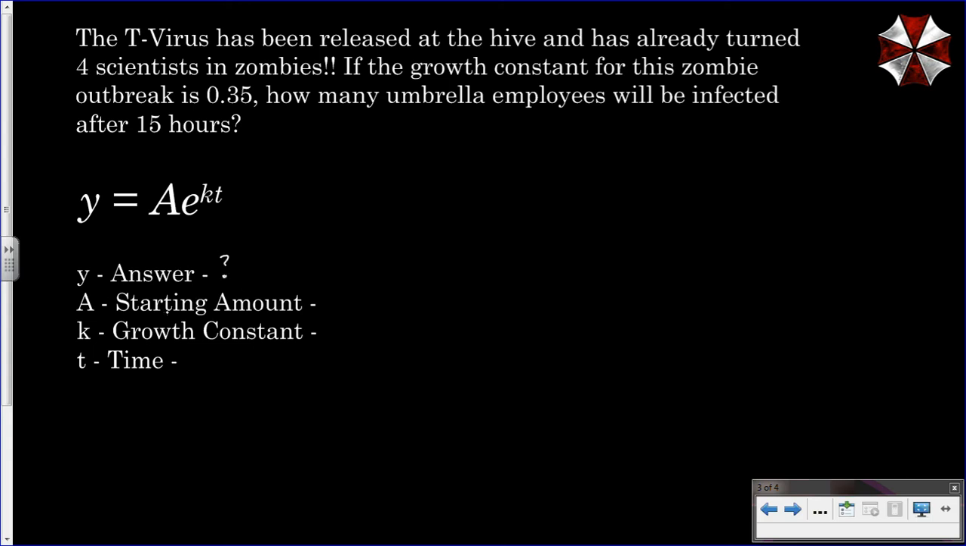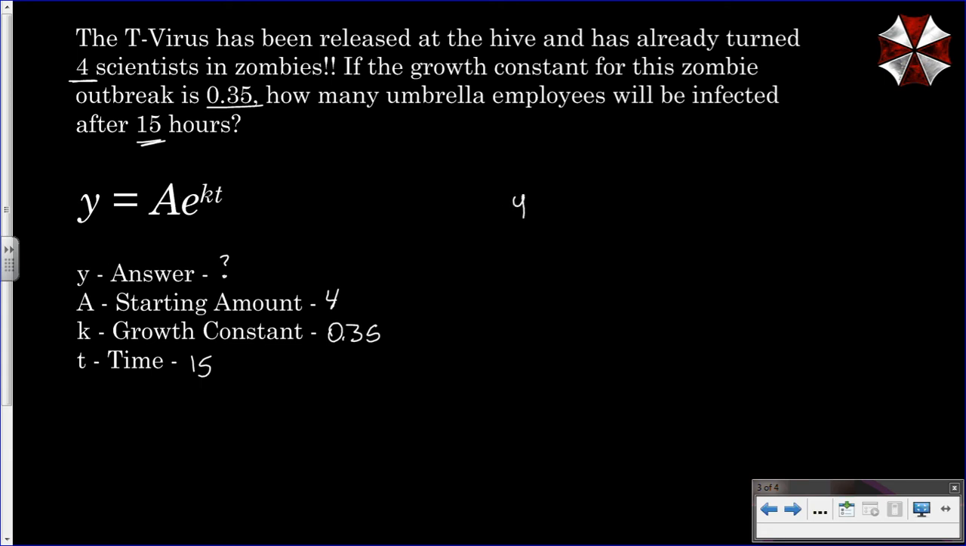Now our starting amount. Let's go back and figure it out. We have 4 scientists who are already zombies, so our starting amount is 4. Then they say the growth constant for this outbreak is 0.35, so that's K. And our time, it says after 15 hours, so our time is going to be 15. Now we can simply plug all this into the equation.